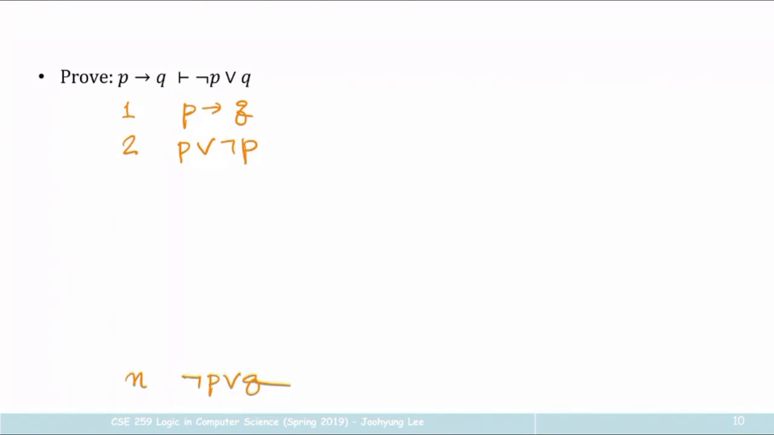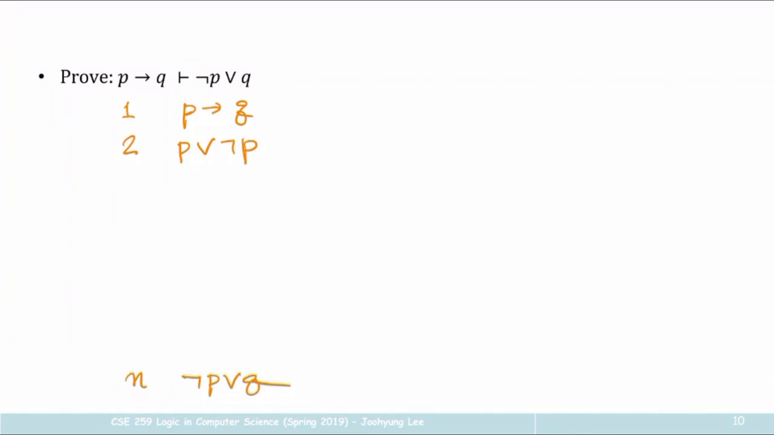So what happens? Suppose P is true, and you know P implies Q is true. What can you derive? Q. You know P is true and P implies Q is true, so Q is true, right? If Q is true, can you derive this last formula? Yes, how? Disjunction introduction, right? If you know one of them is true, if Q is true, then you can make a disjunction with any other formula that is still true.